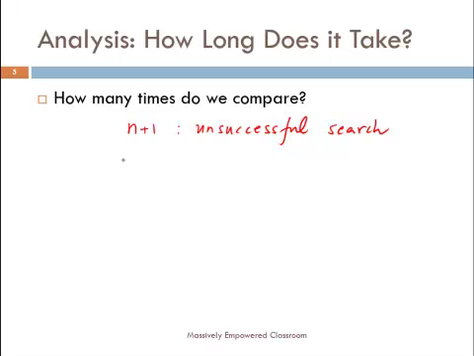If you find an element before that, then the number of comparisons made would be somewhere between 1 and n for a successful search. If the very first element happened to be equal to the key, you would make only 1 comparison. If the second element happened to be equal, you would make 2 comparisons. If the last element happened to be equal to the k, then you would make n comparisons.